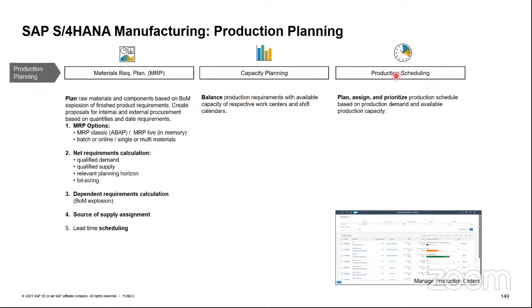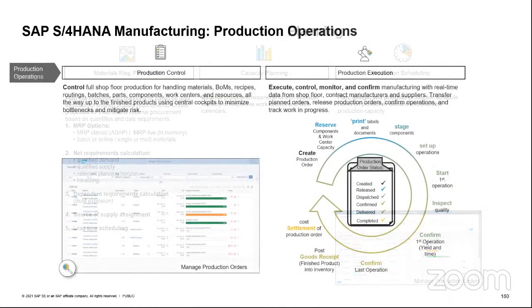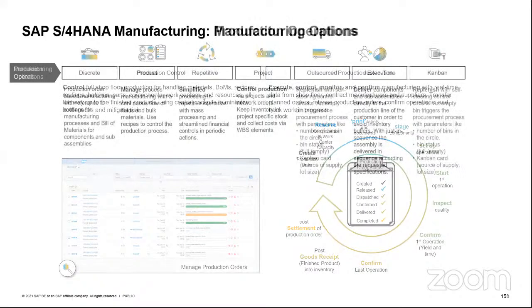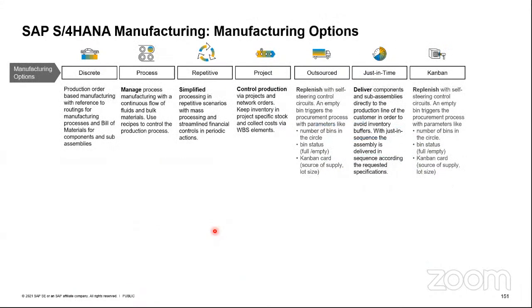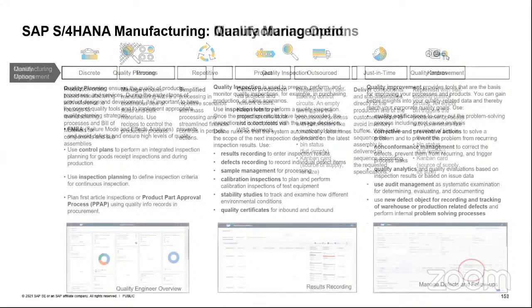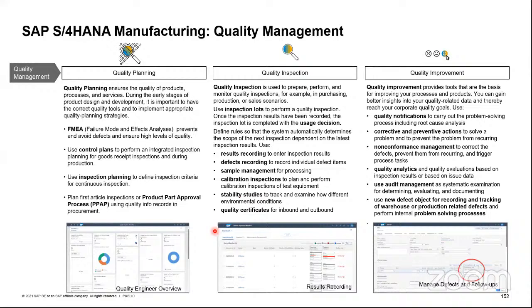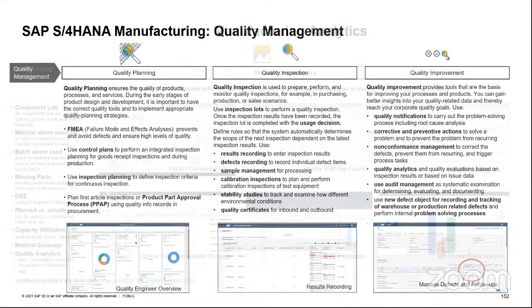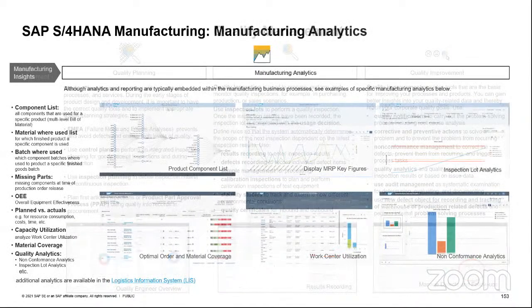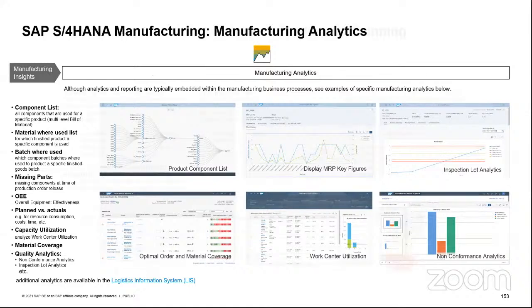Then you can go through capacity planning, production scheduling, production control, production execution, core functions. I'm not mentioning it, but everything gets a UX makeover. Fiori and embedded analytics provide that. So all the manufacturing options that you're familiar with are available: make to order, repetitive, outsourced, whatever. Quality planning, quality inspection, quality improvement are all supported with enhanced features. You can do things like FMEA, failure mode and effects analysis, all that continues. And analytics. These are just examples of the kind of Fiori apps on the production planning side. So you can see the enhancements there.